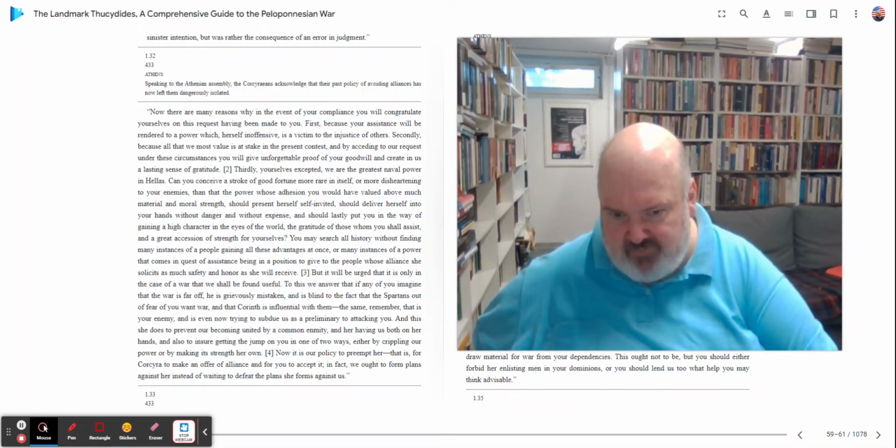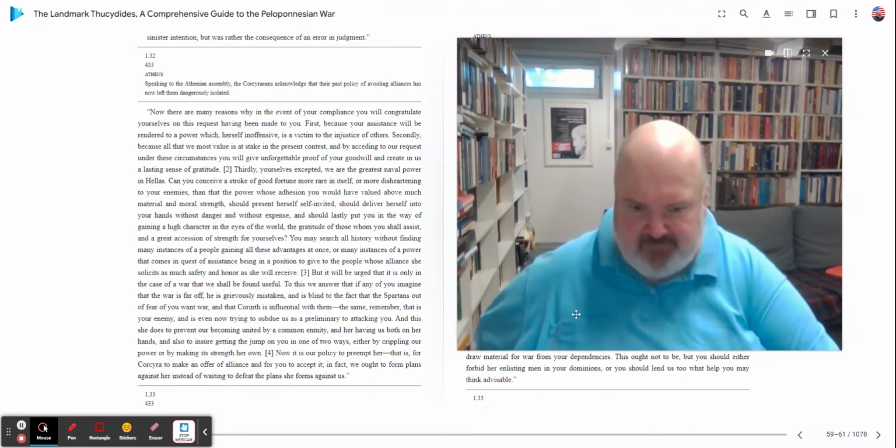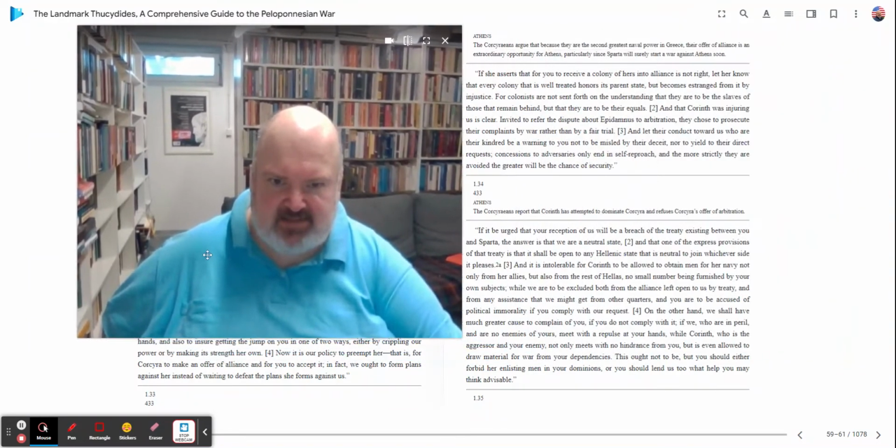That is, for Corcyra to make an offer of alliance, and for you to accept it. And in fact, we ought to form plans against her instead of waiting to defeat the plans that she forms against us.